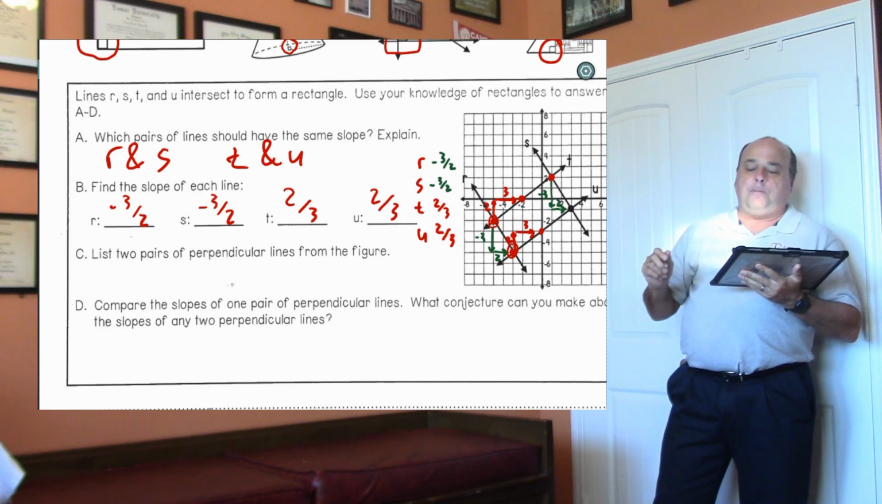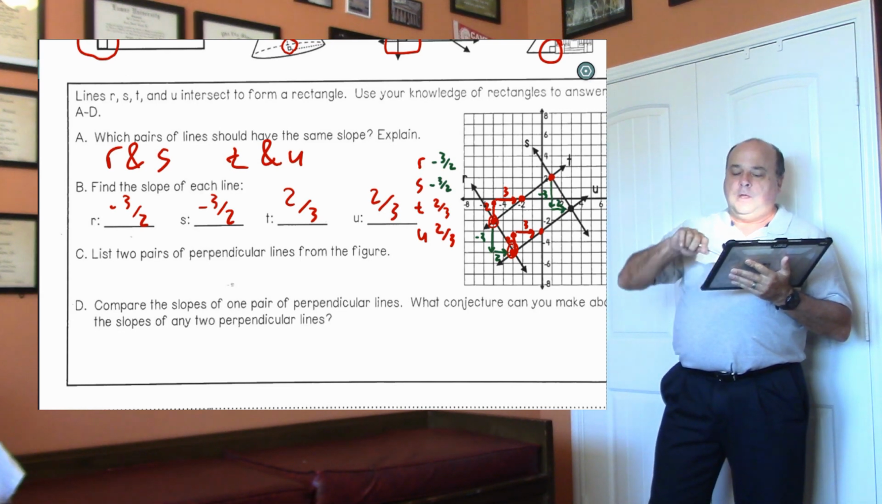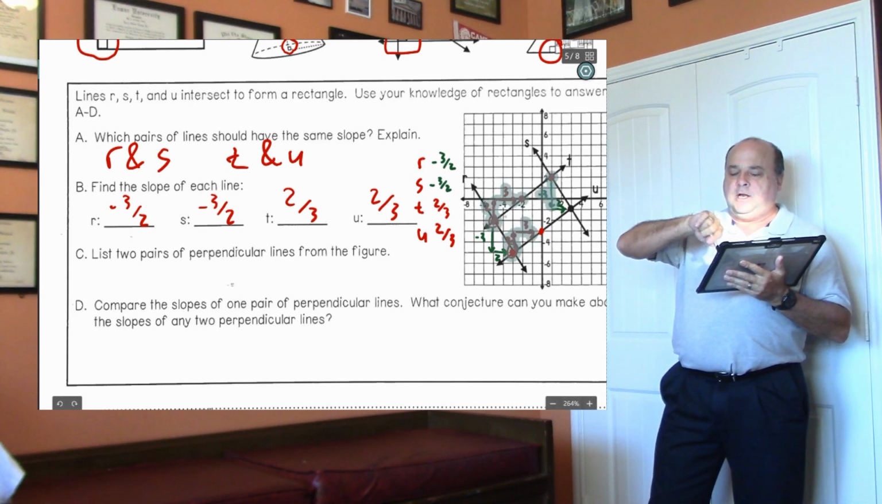Now, list the pair of perpendicular angles from the figure. So the perpendicular angles, and I'm going to delete all this.